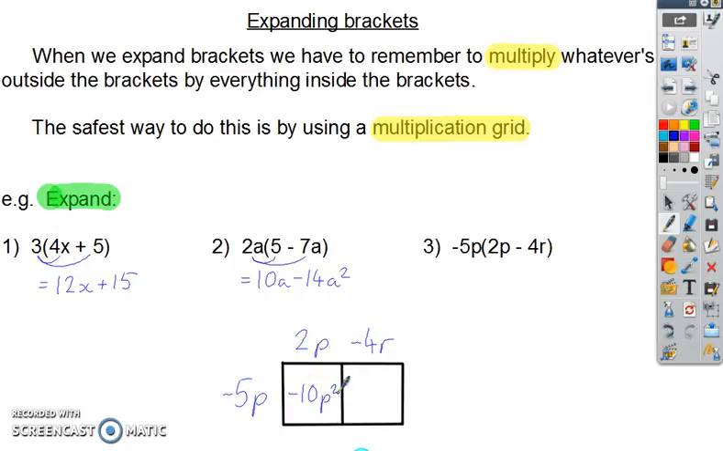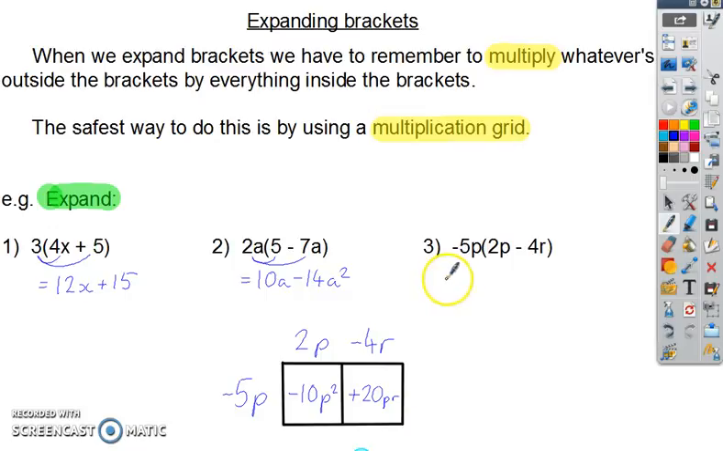Okay, second part. Minus 5 times minus 4. Now if we've got two minuses, that becomes a plus when we're multiplying. And 5 times 4 is 20. P times r, we write as PR. If we get more than one letter with the algebra, we keep those letters in alphabetic order just to help us sort things out afterwards.